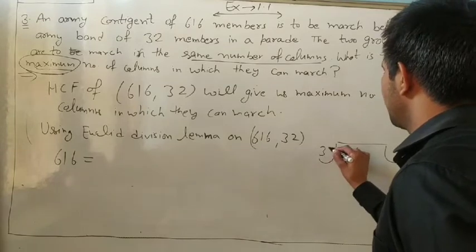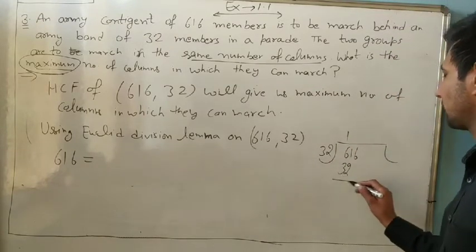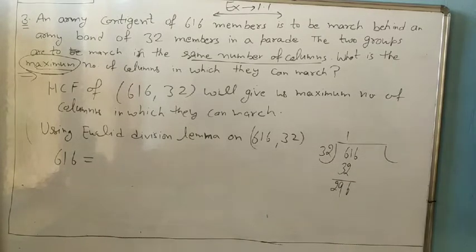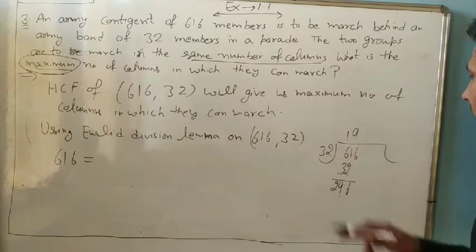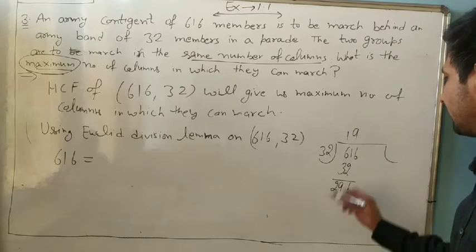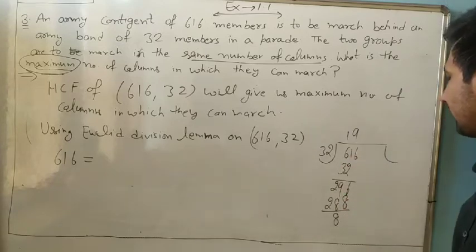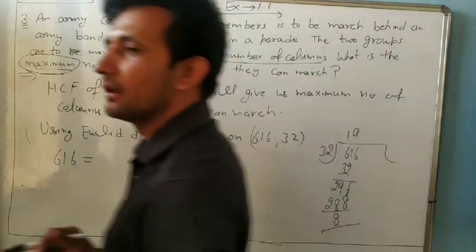616 divided by 32. 32 ones are 32. How much remains? 29. And it is 296. It goes on, I think on 9. 9 threes are 27, and 18. How much is it? 8. Remainder is not 0. It means 32 is not the HCF.